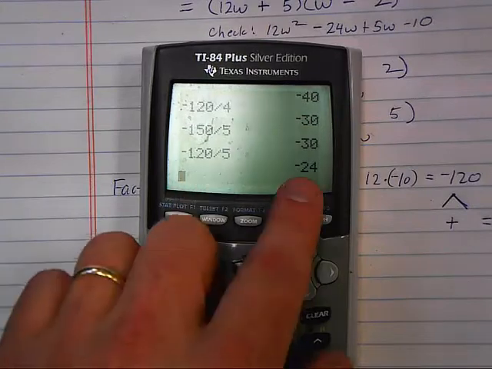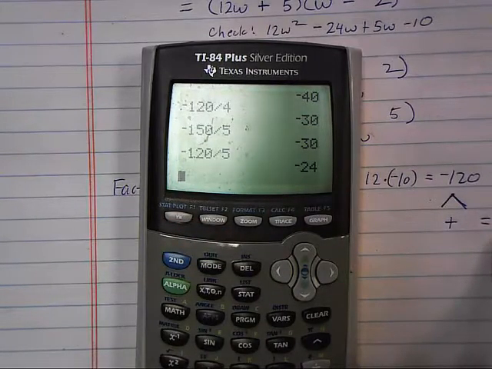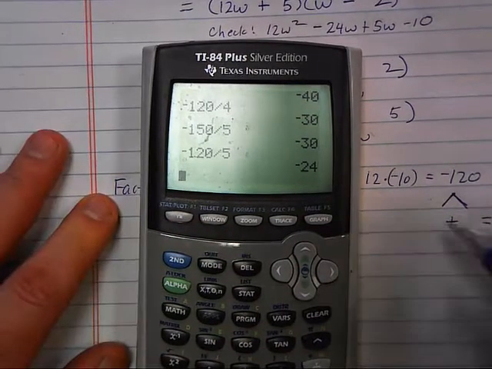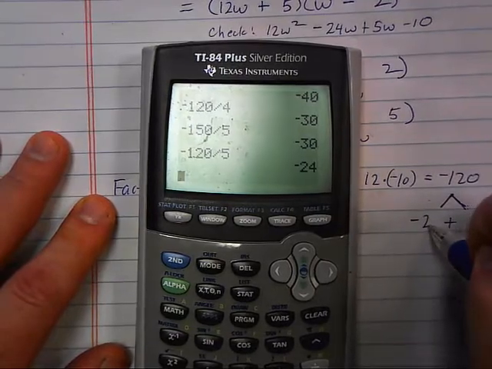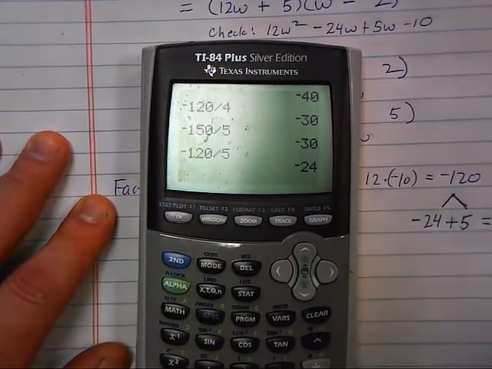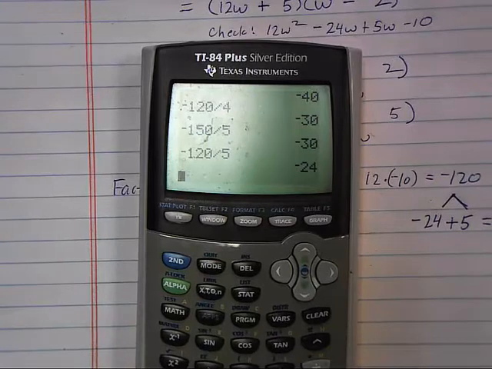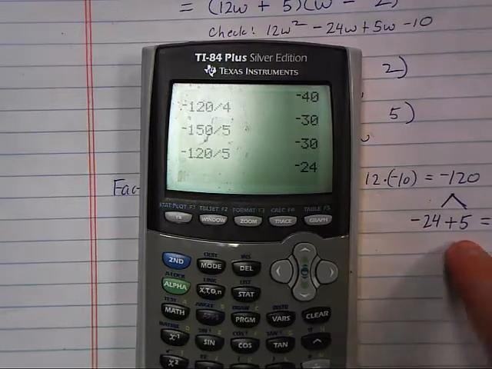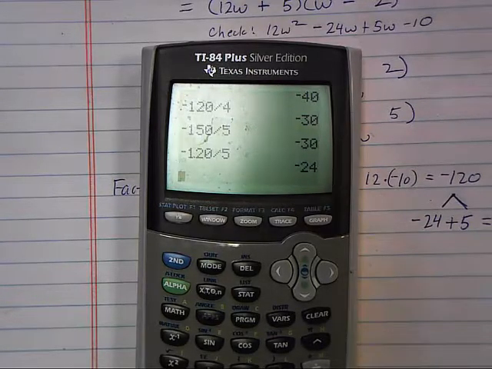How about a 5 and a negative 24? Can I get negative 19 out of that? Yes. So I'm going to write negative 24 plus 5. Negative 24 plus 5 gives me negative 19. And when I multiply, negative 24 times 5 will give me negative 120.